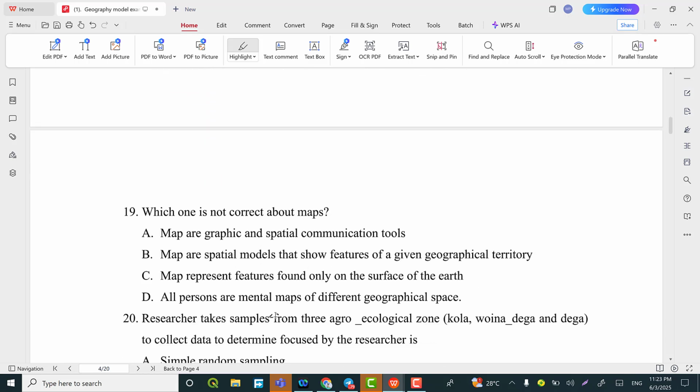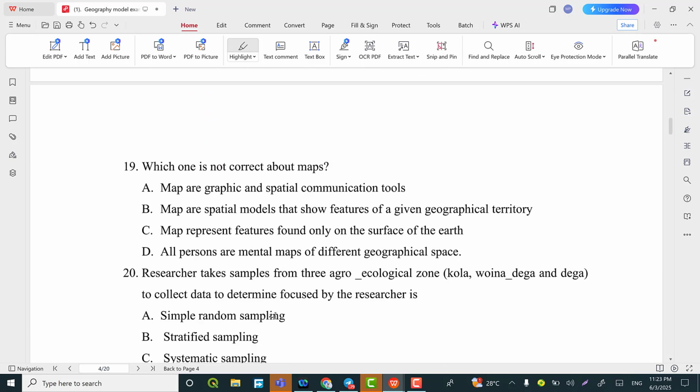Question number 19. Which one is not correct about maps? Among the following alternatives, one is not correct about maps. A. Maps are graphic and spatial communication tools. This is true. B. Maps are spatial models that show features of a given geographic territory. Yes, a map can show all or parts of the surface as viewed from vertically above the ground, and it helps to show any geographic territory.